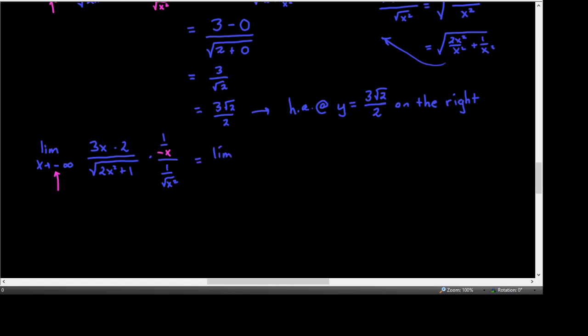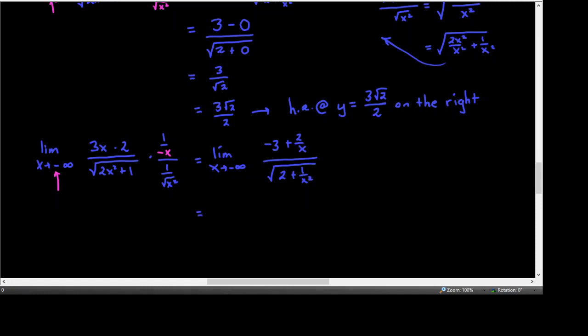Because x is negative, it changes what that radical would give us. So multiplying that will be negative 3 plus 2 over x, over the square root of 2 plus 1 over x squared. That's the algebra I really meant to say is the same.